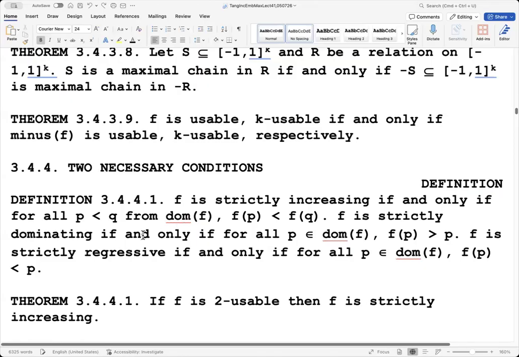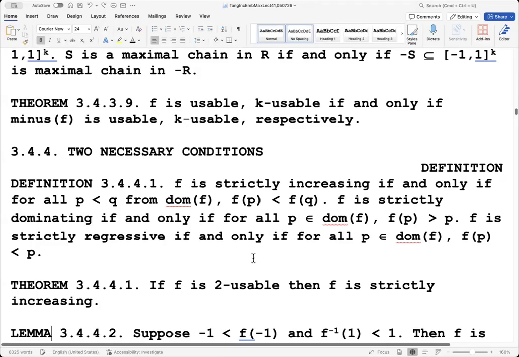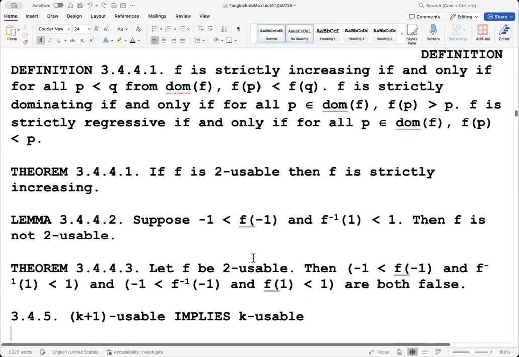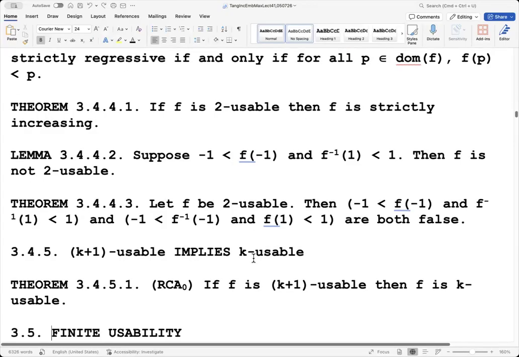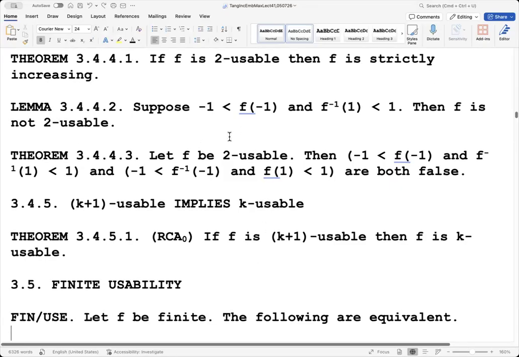All right. So strictly increasing, strictly regressive, strictly dominating, that comes up in the section analyzing finite usability. Even if it's just two usable, it's strictly increasing. That's not true for one usable, though. And also this, you can't have this obstruction. This is a fundamental obstruction.